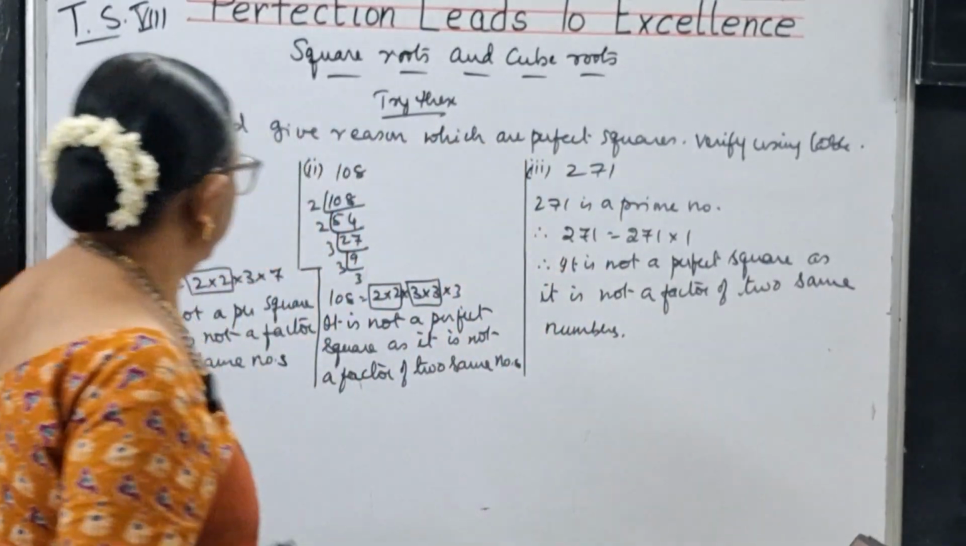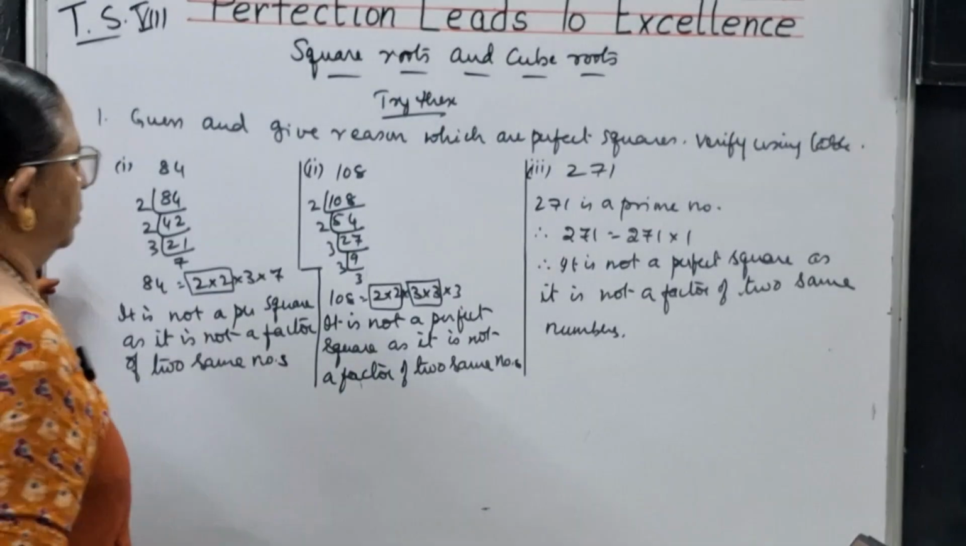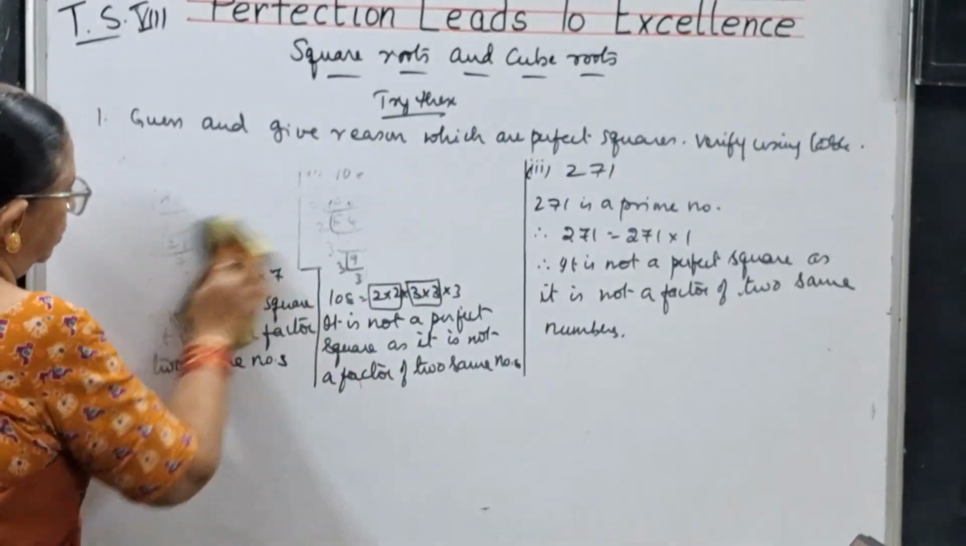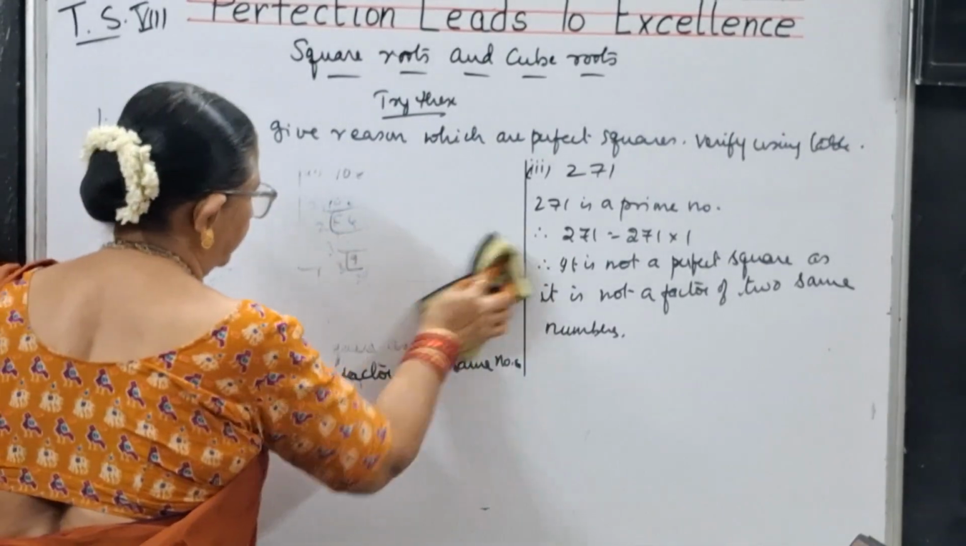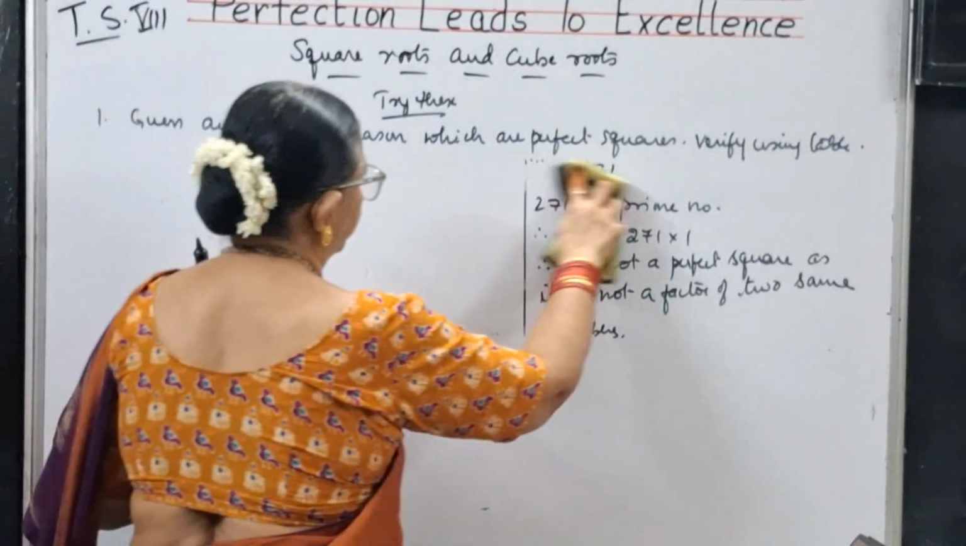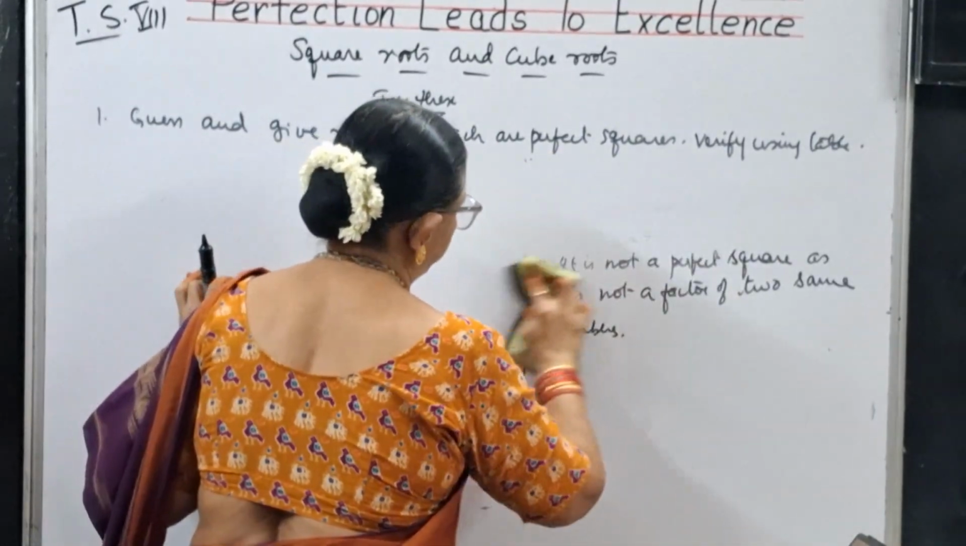2 more bits are there. Just copy it. Now 4 and 5 bits are there. Let me teach you that. 4 and 5 bits in this problem.